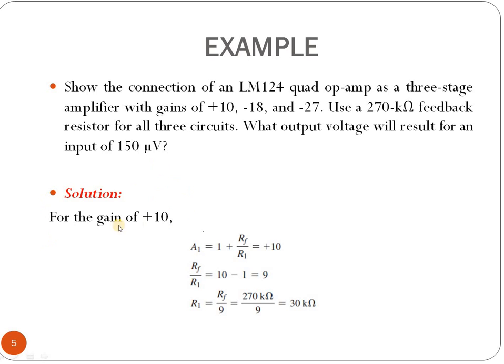The first one has a gain of +10, that's when it is a non-inverting amplifier. For non-inverting, the calculation is A1 = 1 + Rf/R1, and the value is given as +10. So we can calculate R1 because Rf is given, that is 270 kilo ohm. So we easily calculate R1 = 30 kilo ohm. That is the first input resistor of the op amp.